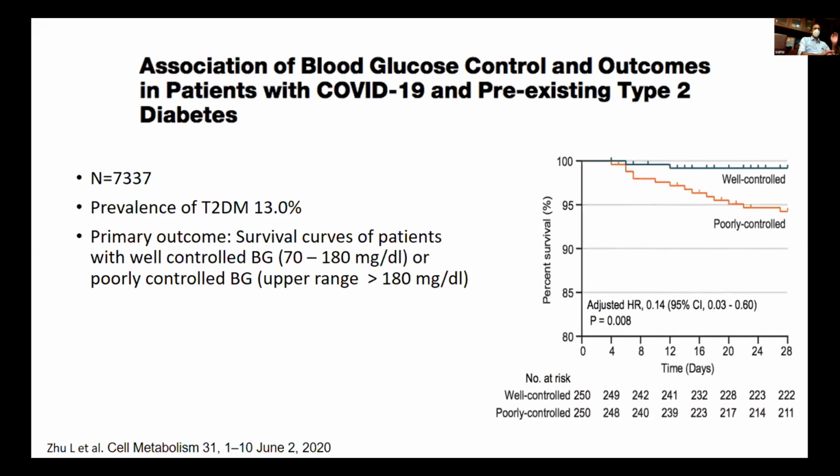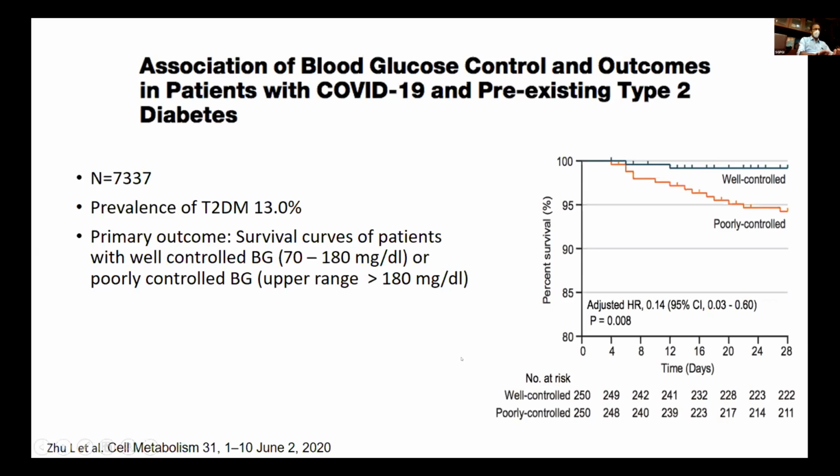And they found that... this orange graph is the poorly controlled blood sugar at any time during the hospital stay, and this blue one is the well controlled, and the y-axis is the survival chance. So we can see that those with poorly controlled blood sugar had a lower chance of survival, and it is statistically significant. The p-value is 0.008.